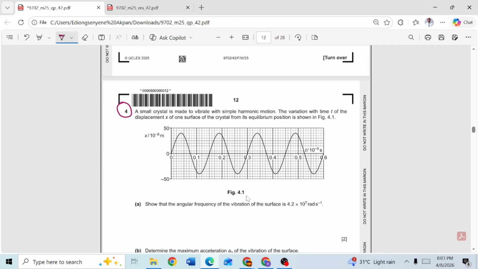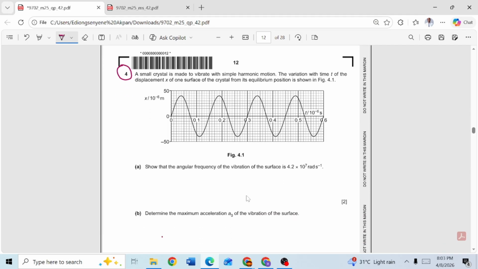A small crystal is made to vibrate with simple harmonic motion. The variation with time of the displacement x of one surface of the crystal from its equilibrium position is shown in figure 4.1. Show that the angular frequency of the vibration of the surface is 4.2 times 10 raised to the power of 7 rad per second. Mistake number 1. The first mistake students make is inability to understand labeling of graph. So in every question you read, whenever you see a graph, rush to the labeling of the graph to understand what they mean. Take for instance, we are asked to find angular frequency.